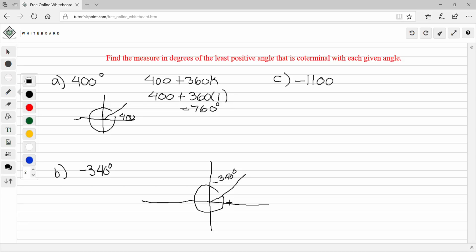What angle would this be? It could be negative 20, right? Because if we go clockwise, we need a negative 360. So this could be negative 20. But they're asking for the positive, so this also could be positive 20. So our coterminal angle is positive 20 degrees.